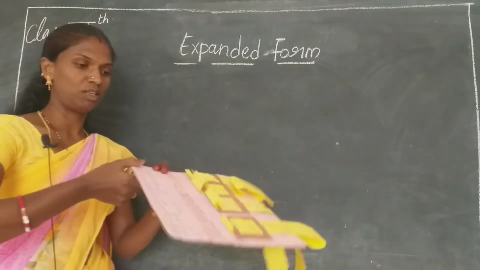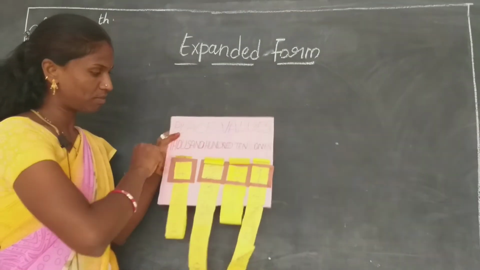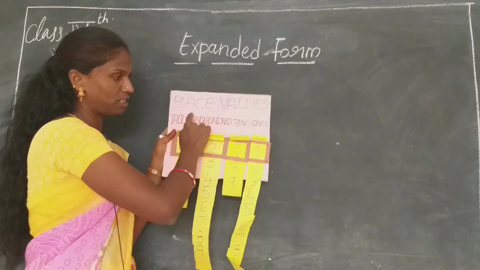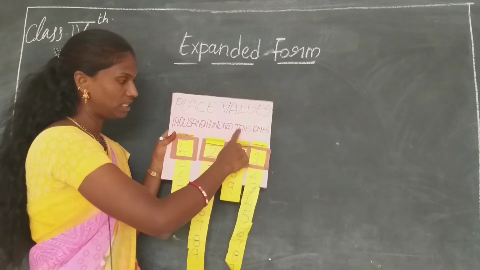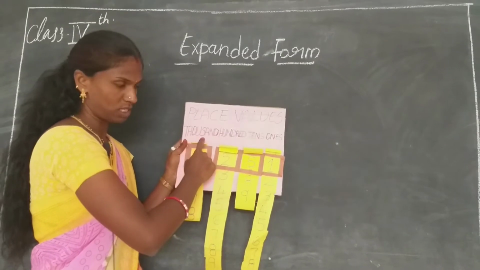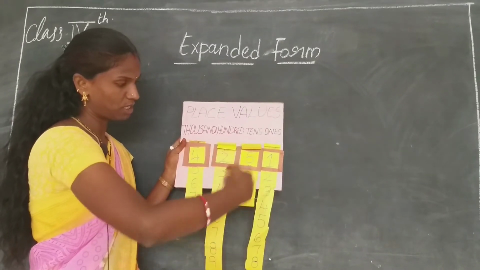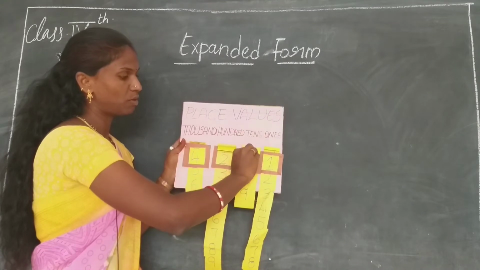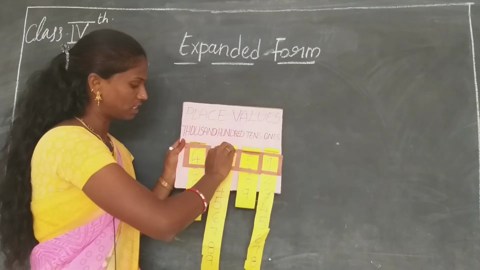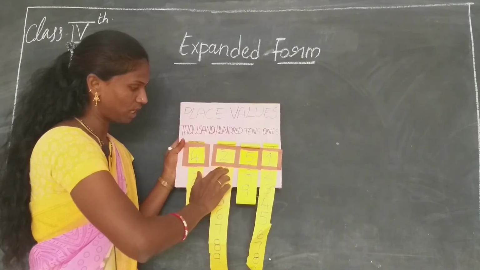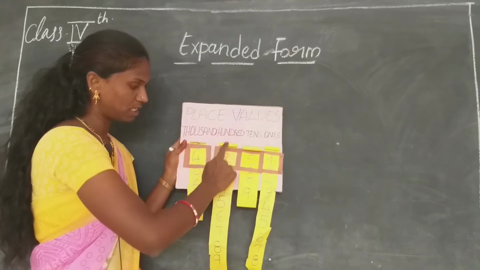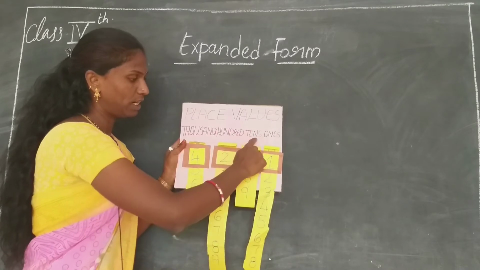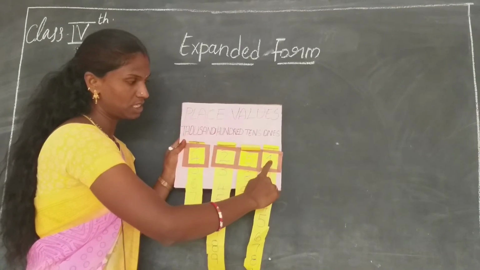This is the place value chart. You can see the numbers in the place value chart, with ones, tens, hundreds, thousands. I have selected some numbers from these. In the thousands place, I have selected 4. In the hundreds place, 2. In tens, 5. In ones, 1.